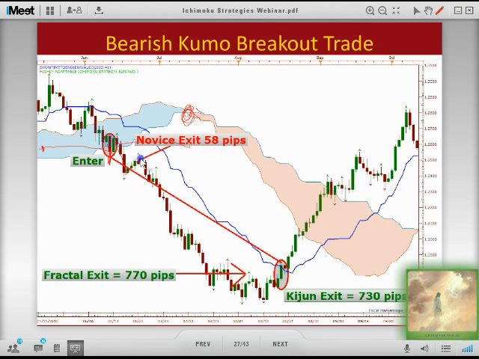The novice is getting out right here because the market's pulling back. He doesn't realize that the market does go down and then pull back and then go some more. I don't have to get out because my signal to get out is when price crosses the other side of this blue line, the Kijun-sen. And here's where it did that. And that would have been a total exit of 730 pips. Or I could have got out on the fractal level right here.